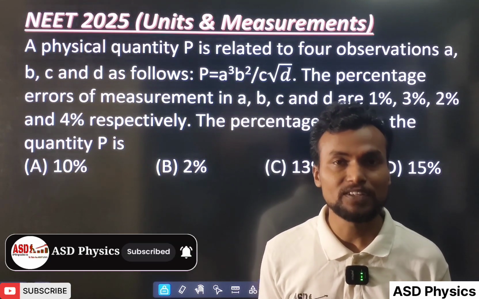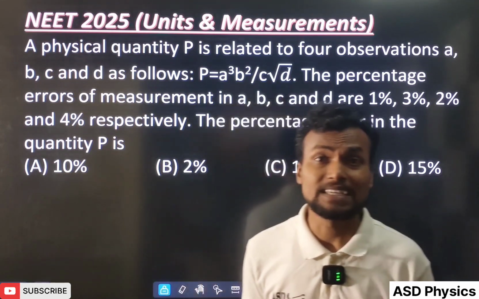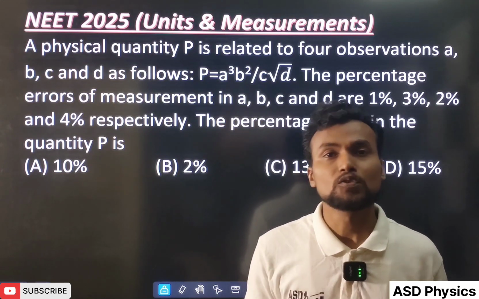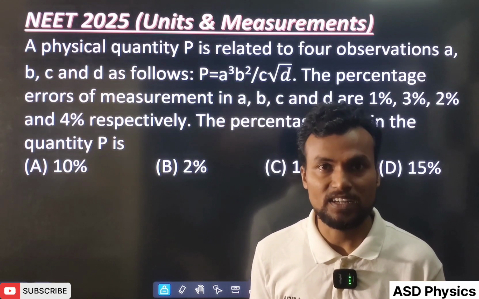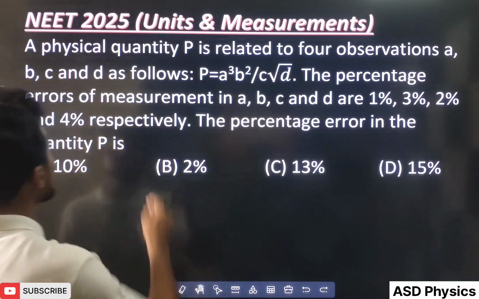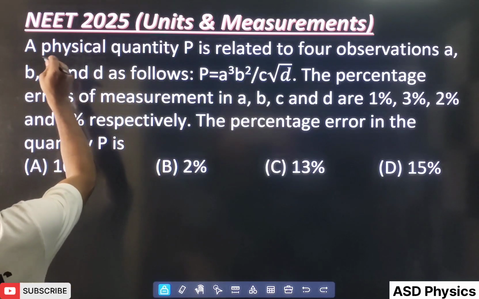So students, in this video we are going to solve class 11 NCERT part 1. That means from units and measurement to the gravitation. Okay students, so let's start the video. So here you can see units and measurement question is there. From the topic you can see here error.